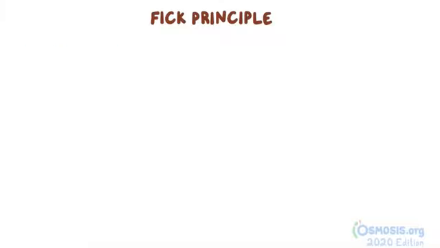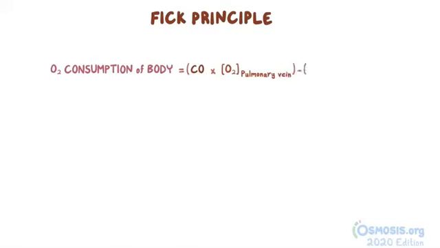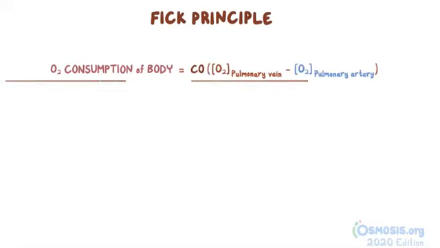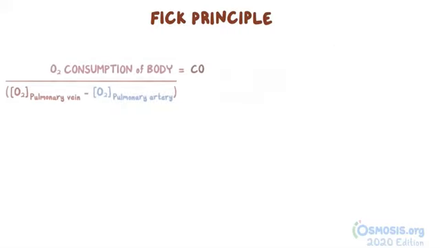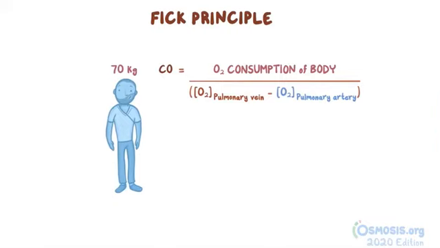Expressing oxygen consumption mathematically, we get oxygen consumption of the body equals cardiac output multiplied by the concentration of oxygen in the pulmonary vein, minus cardiac output multiplied by the concentration of oxygen in the pulmonary artery. Solving for cardiac output, you get cardiac output equals oxygen consumption of the body divided by the oxygen concentration of the pulmonary vein, minus the oxygen concentration of the pulmonary artery. For an average 70-kilogram person, total body oxygen consumption is around 250 milliliters a minute at rest.